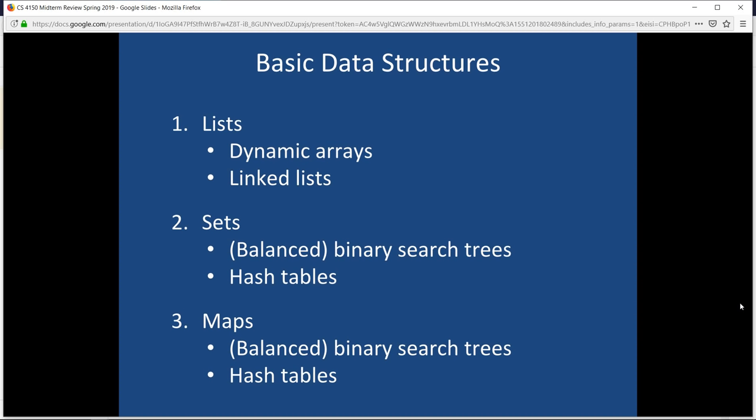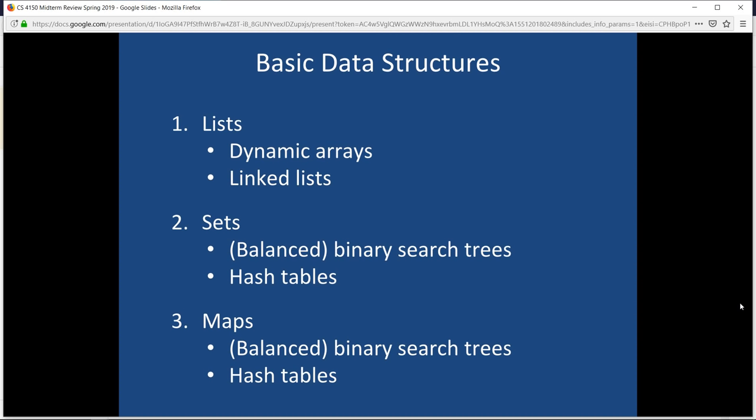Yeah. The ordered traversal. Right. You can obtain the elements in sorted order. So if there's some ordering you want to preserve, then you want to use a balanced binary search tree. Yeah. So if you never wanted order, would it always be better to use a hash table?